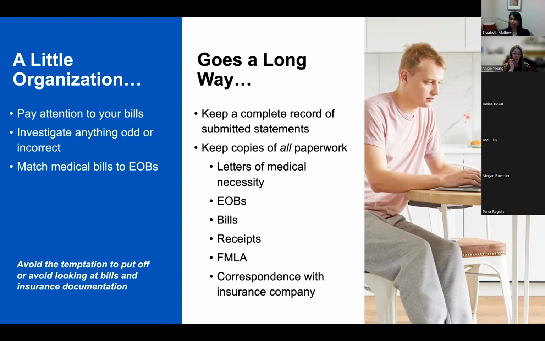So make sure to find a process that works for you. It might be a file folder. If it's electronic, it might just be writing down your usernames and passwords in one location so that you can easily get into both portals, your Mayo Clinic portal and your insurance portal. Just try your best to keep things organized and in one location. Elizabeth, do you want to add anything to that?